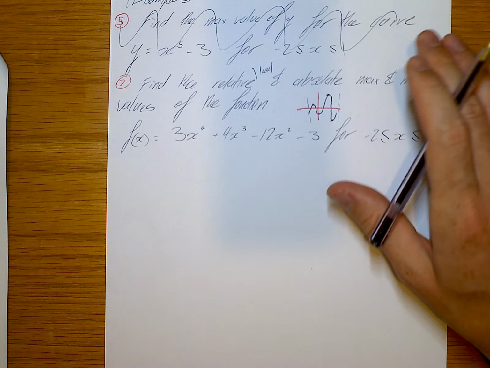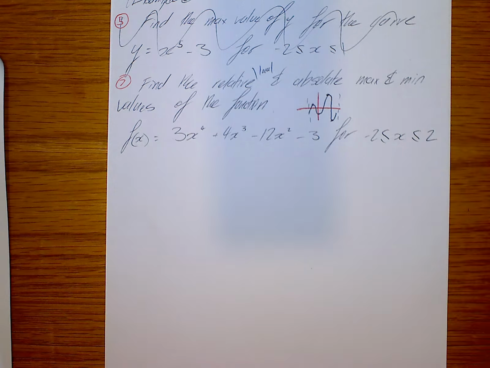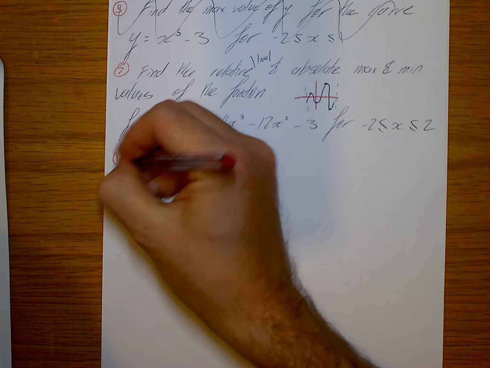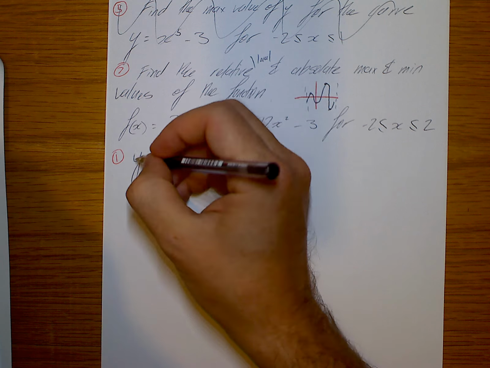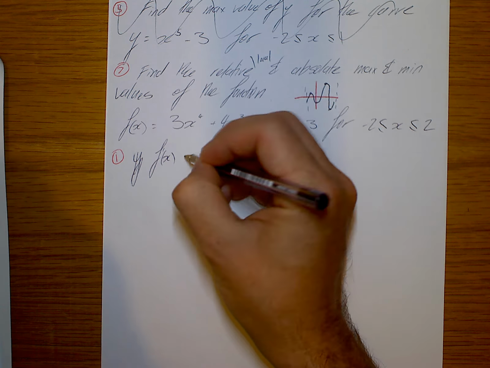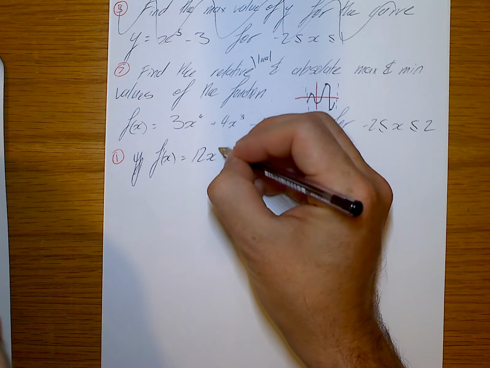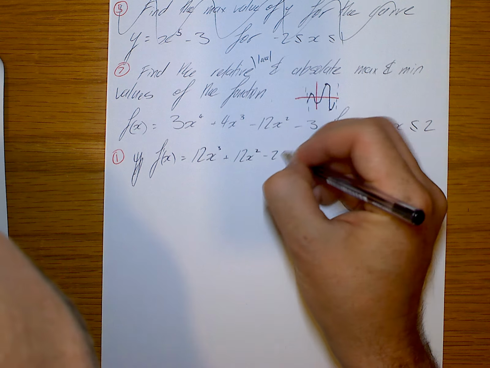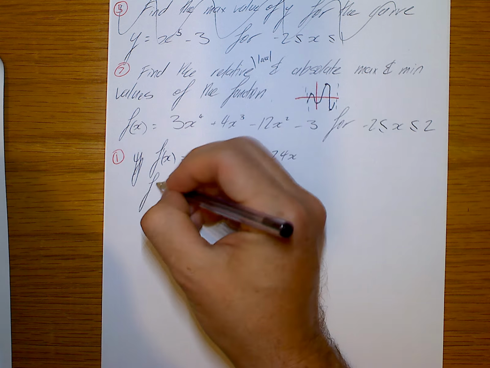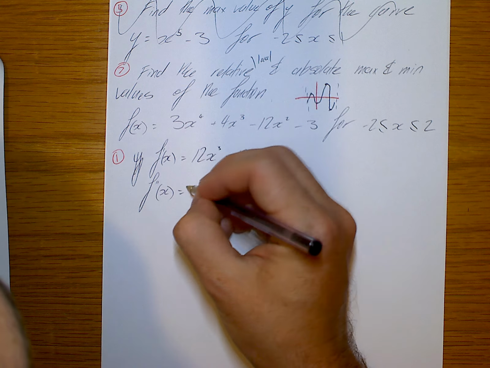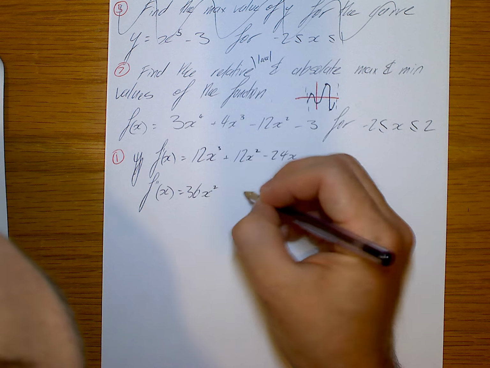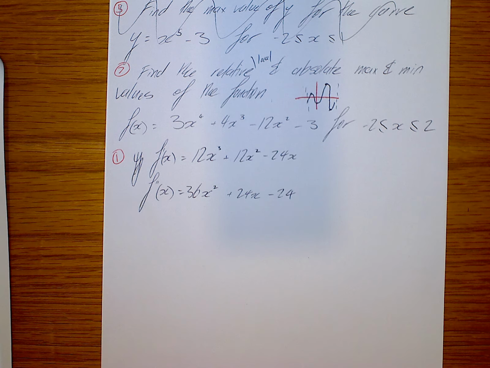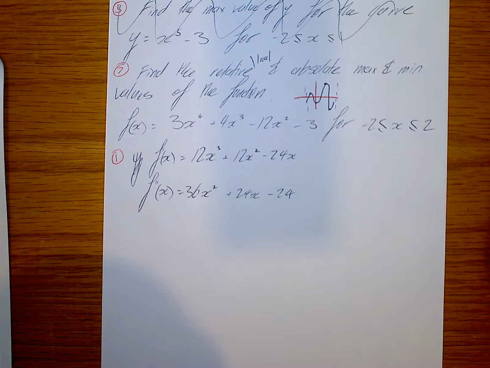Let's follow our methodology, and let's start with our stationary points, and from there we can start to build up. Okay, so first, f dash x. I'm going to say that's 12x to the power of 3 plus 12x to the power of 2 minus 24x. F dash x is going to be 36x squared plus 24x minus 24. Okay, a little complex, but we'll see what we can do.